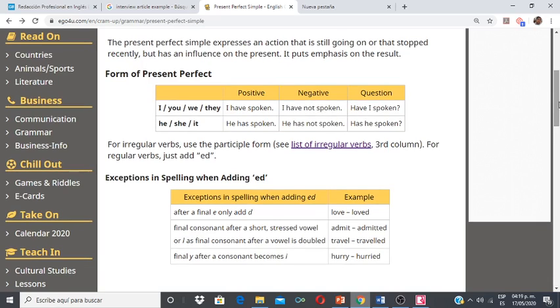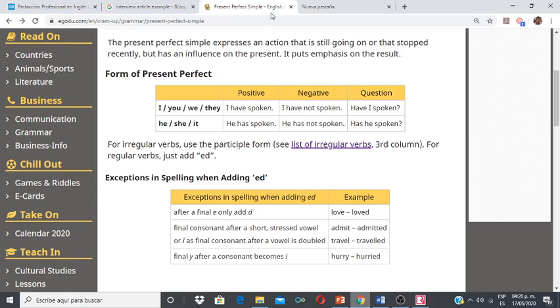So in the present perfect, we express actions that are still going on or that stopped recently but have an influence on the present. It puts emphasis on the result. That's why in some books we find that the present perfect connects the past with the present. And because of that, we say that present perfect talks about experiences in life, because it's something that happened at a moment in the past, but we don't care when it happened, and it has an influence in the present.